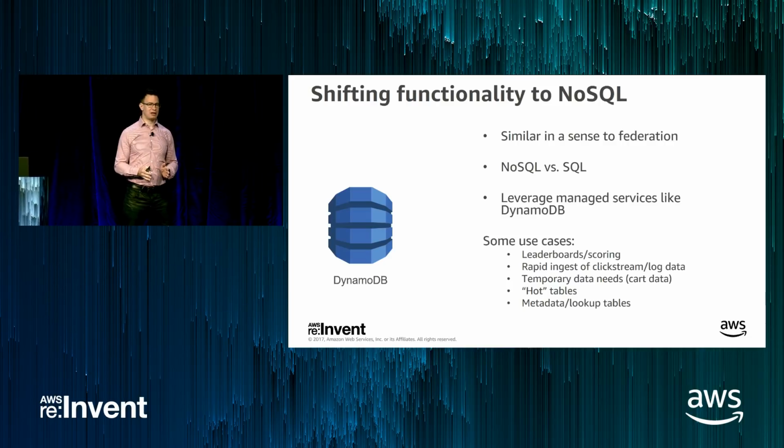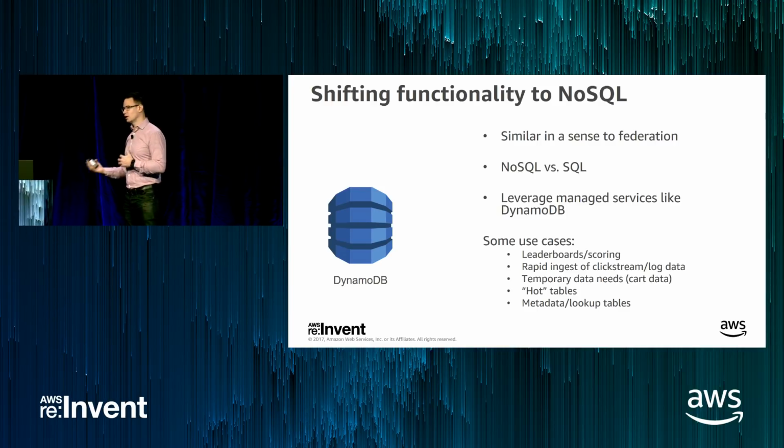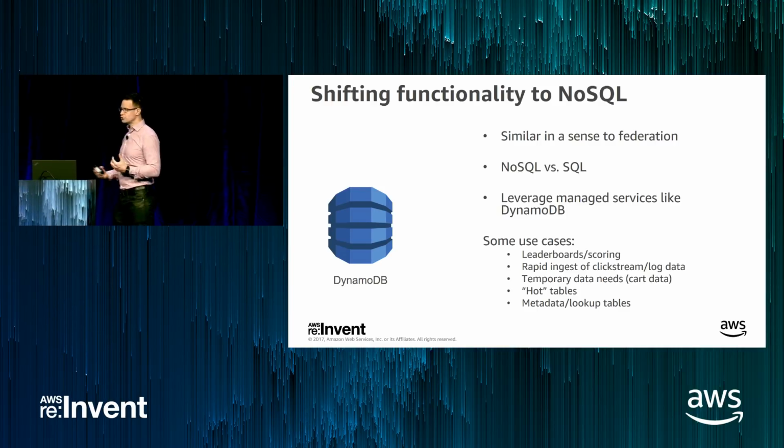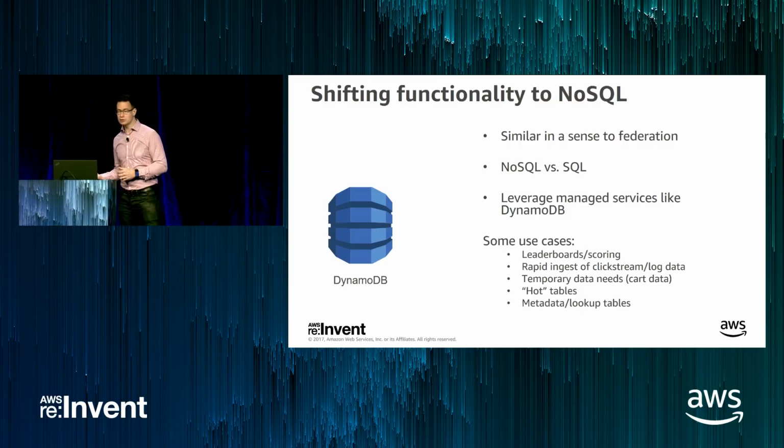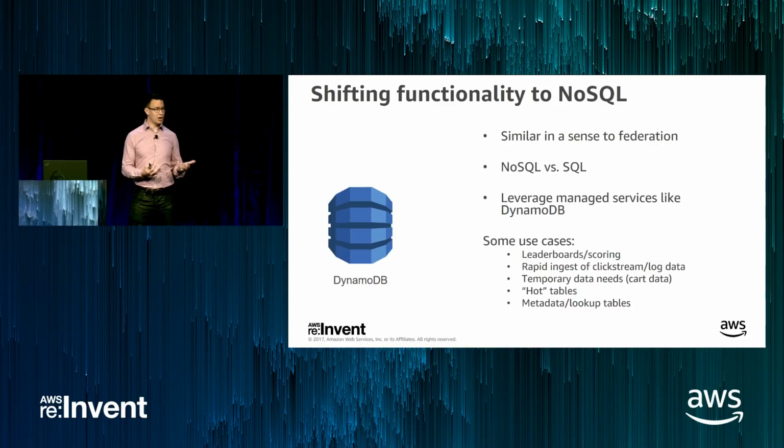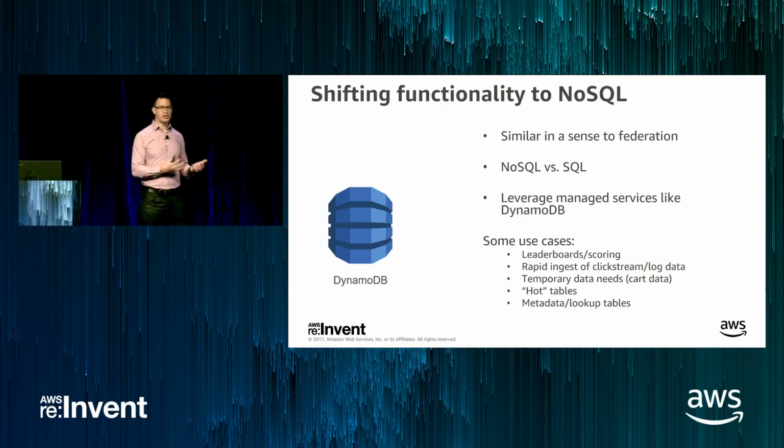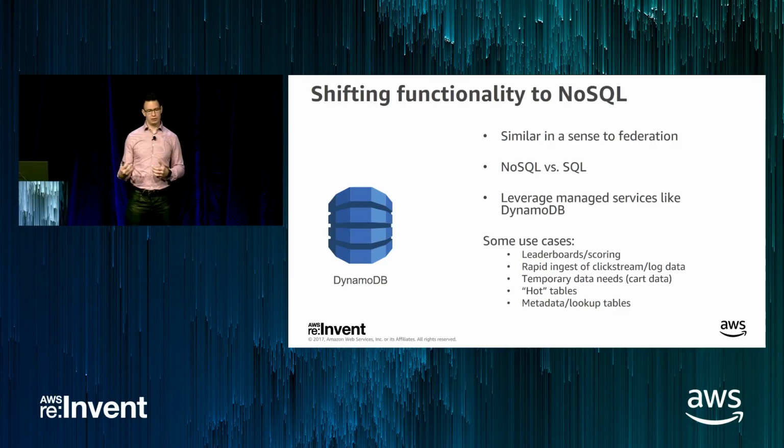We can also shift some of that functionality to NoSQL. So we're going to look into our data sets and into our database to look for opportunities to move that data onto NoSQL. Things that might lend itself well to NoSQL, like data that's not very schema intensive, name value pair type data, leaderboard scoring, really hot tables, or metadata type lookup type tables. Those are really good candidates for us to look at moving into NoSQL and further taking load off our relational database.